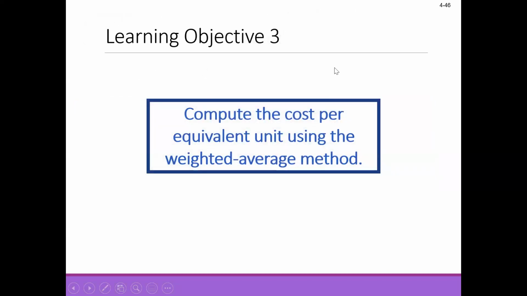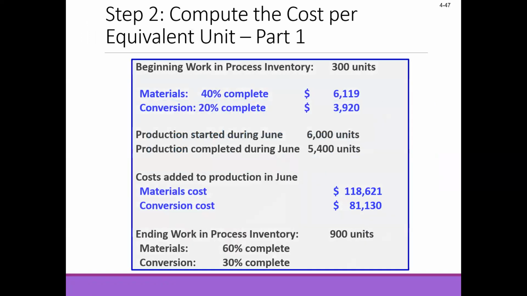Now, computing the cost per equivalent unit using the weighted average method. If we start with 300 units and we see that our materials at 40% complete would be $6,119. Our conversion, direct labor and manufacturing overhead, is 20% complete. We started production of 6,000 units. We ended with 5,400 units.